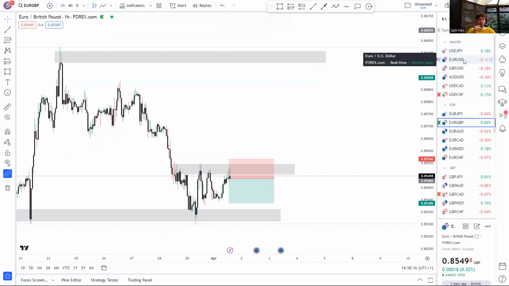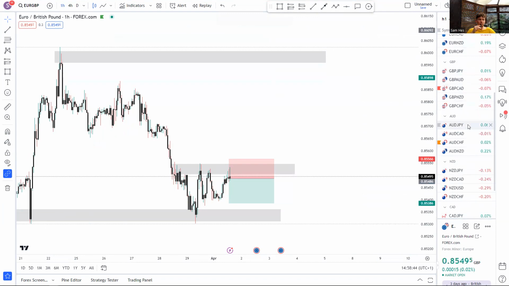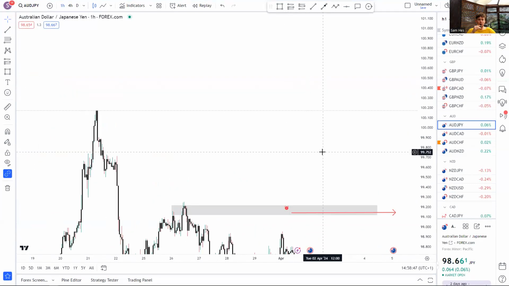Okay, 18. So 1, 2, 3, 4, 5, 6, 7, 8, 9, 10, 11, 12, 13, 14, 15, 16, 17, 18. All right, ADJPY. Cool. So we're going to get a fresh chart up and we're going to go from there.